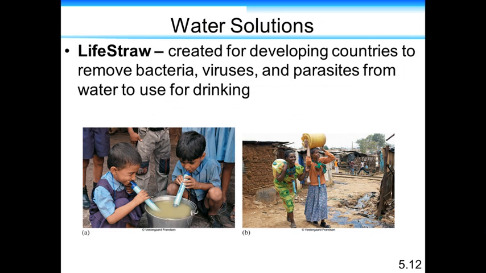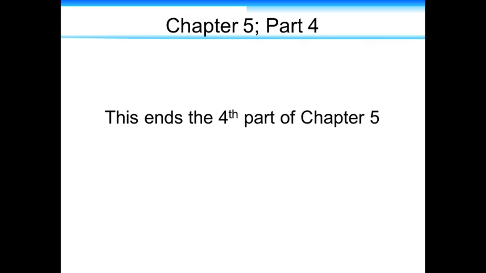Another method is the LifeStraw. It was created relatively recently, and it is a filtration device that can be used over and over again, which removes bacteria, viruses, and parasites. I'm not sure if it removes organic compounds, but it basically saves, again, many, many lives due to waterborne illnesses. This ends the fourth and final part of Chapter 5.